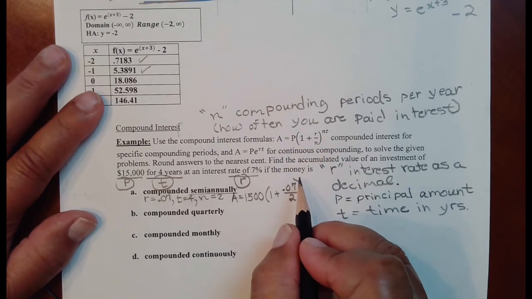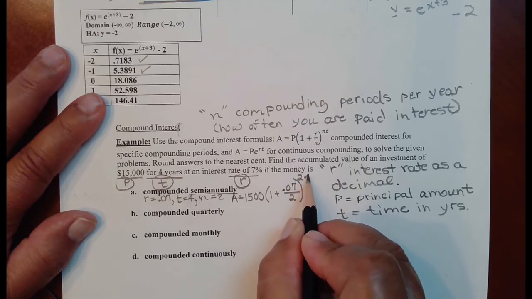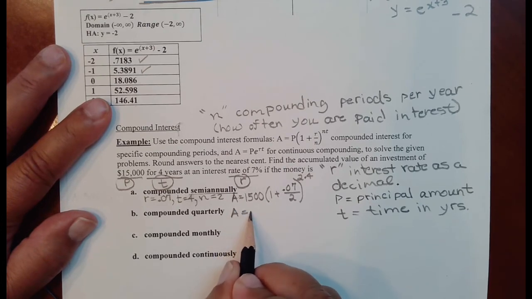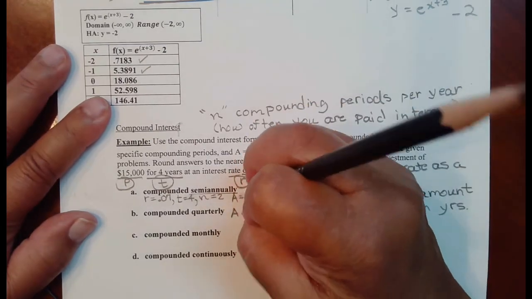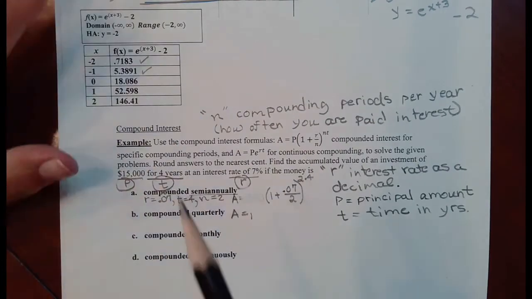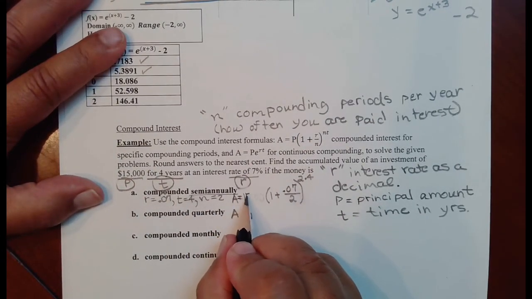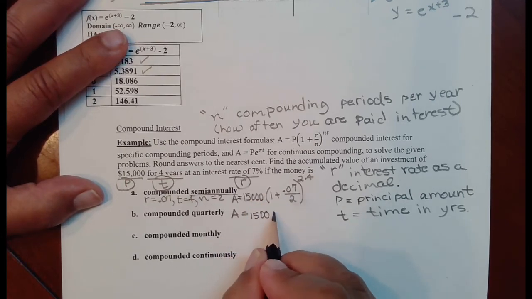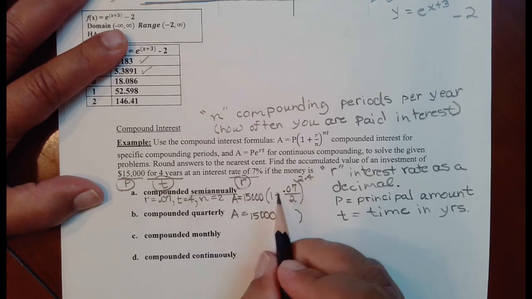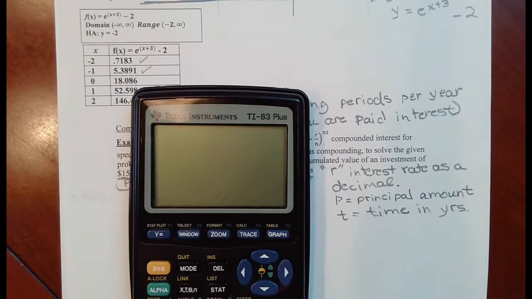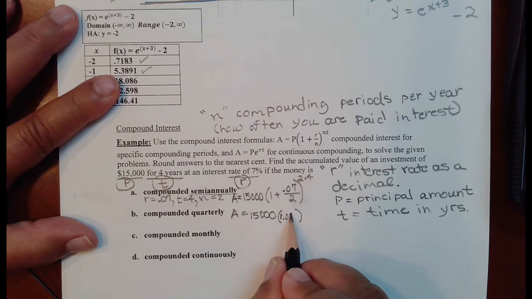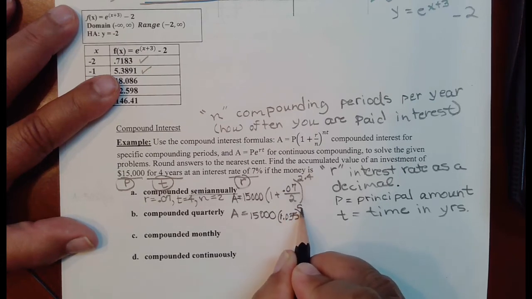So 15, 1, 2, 3. Okay, so this is going to be 15,000. I'm just going to get one decimal right in here. I'm going to go 0.07 divided by 2 and then add 1. That'll be 1.035. And then I'm going to raise it to a power of 8. Then you can put it in your calculator. Don't put it in the calculator when it still has so much business to do. I mean, you can if you want to. Let's just go right into the answer. I've simplified it enough.